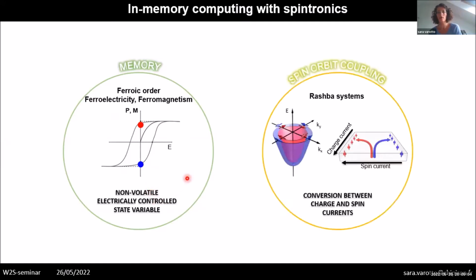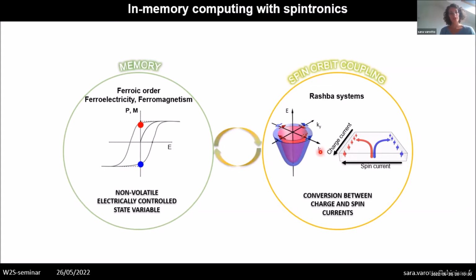And the system, if it's endowed with spin-orbit coupling, can show what is called the Rashba effect. The Rashba effect leads, as I will describe in more detail later on, to a spin-dependent splitting of the electronic bands. And this splitting, with this particular chirality of the spin, leads to the possibility of converting charge current into spin currents and vice versa. And I will show you that if we can combine these two concepts in the same material, in the same system, we can achieve in-memory spin logic.